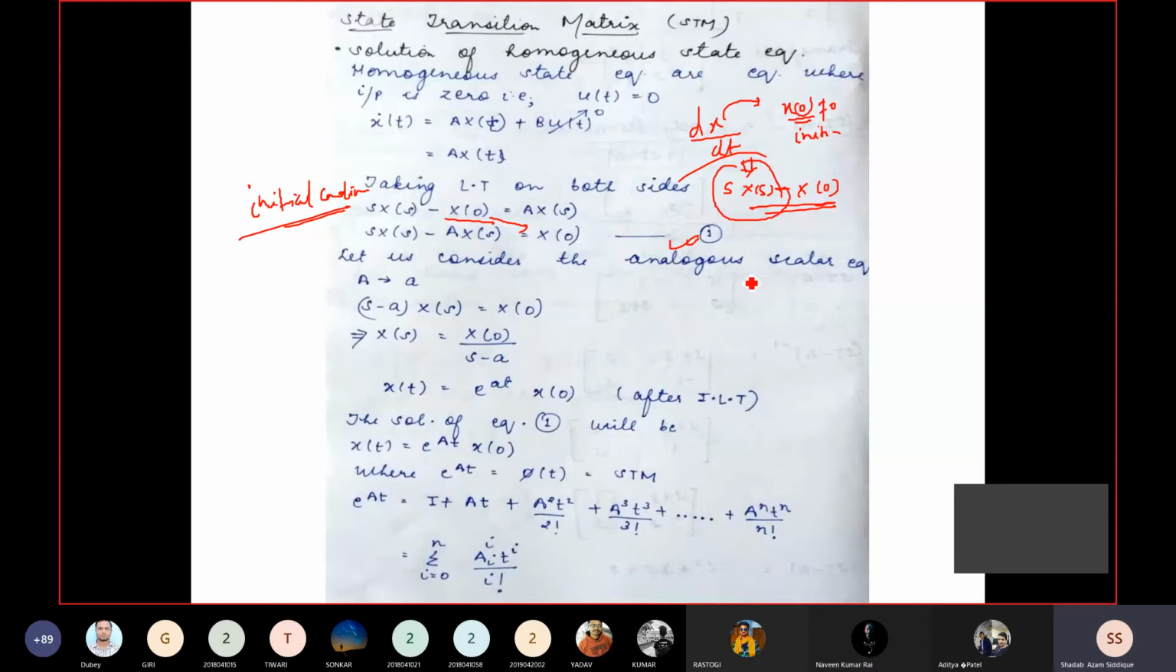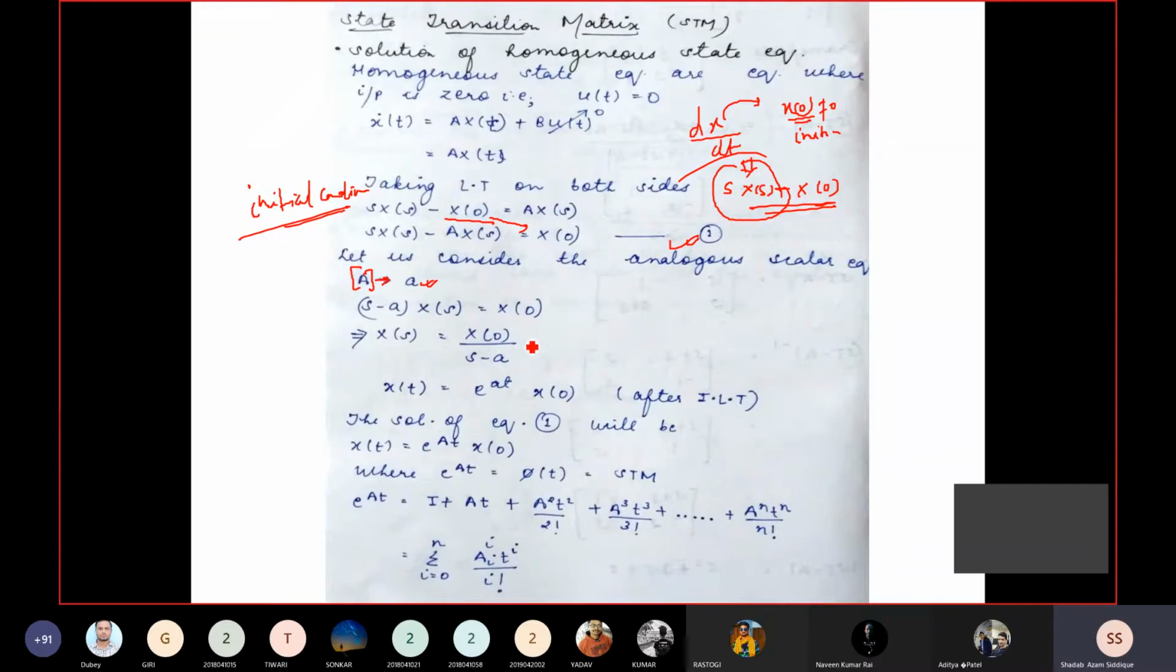Now let us consider the analogous scalar equation. This a is a matrix, and this is basically the analogous form of the scalar form. We just assume that this a can be represented as a scalar, a. So this becomes s minus a into x of s is equal to x of 0. So x of s becomes x of 0 divided by s minus a.